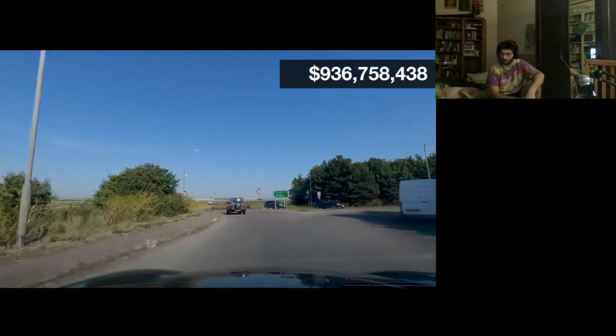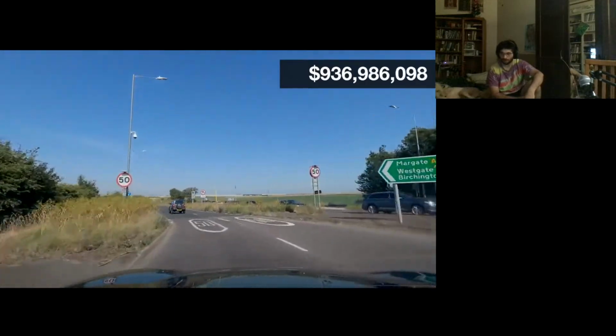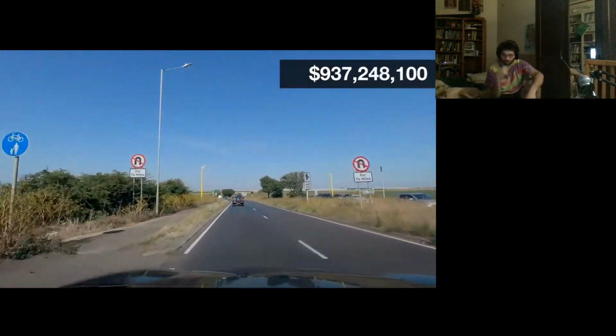Cross at the roundabout onto Canterbury Road. Continue on Canterbury Road for 2 miles.